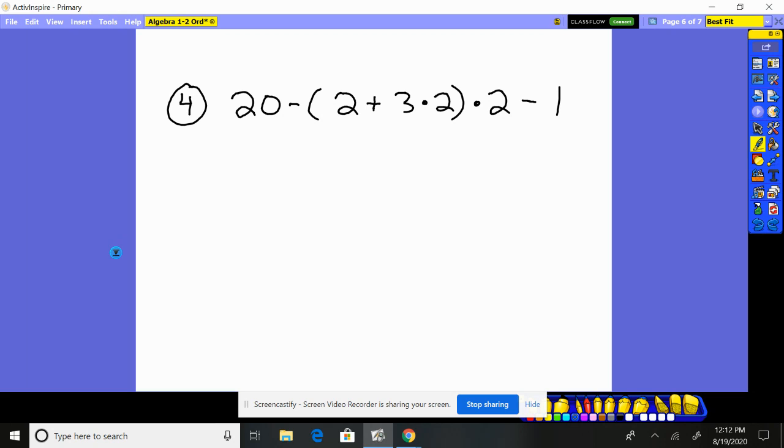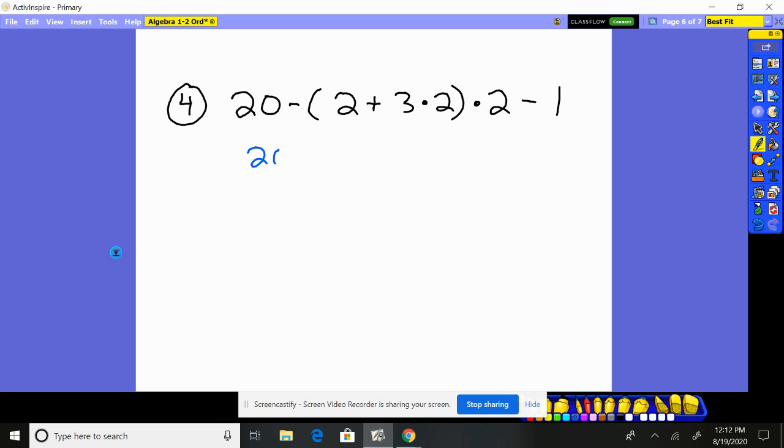Okay, the next problem. Now, we have subtraction. We have a bunch of stuff in parentheses, multiplication, and then subtraction. So we're going to do the stuff in the parentheses first. But when we look at this in the parentheses, notice we now have to apply the order of operations inside the parentheses. So we're going to have to decide, are we going to add first or multiply first? Well, who's more powerful? The answer to that is the multiplication. So we're going to do that 3 times 2 first.